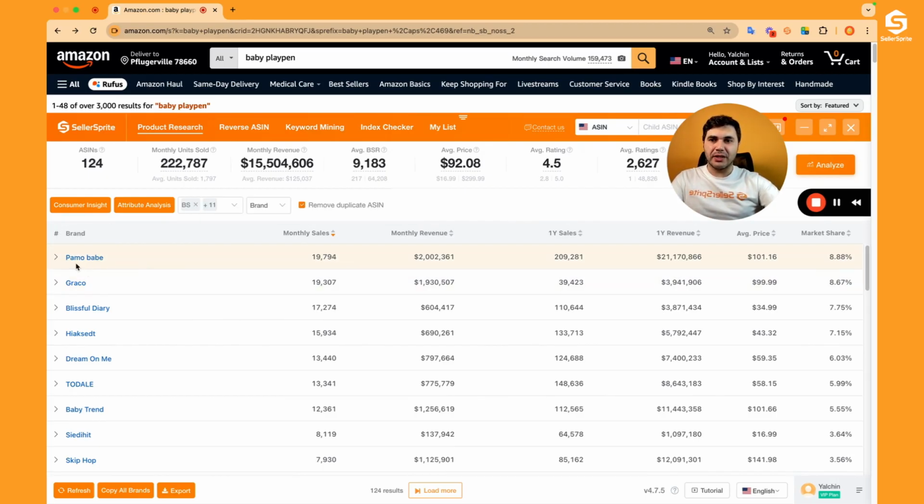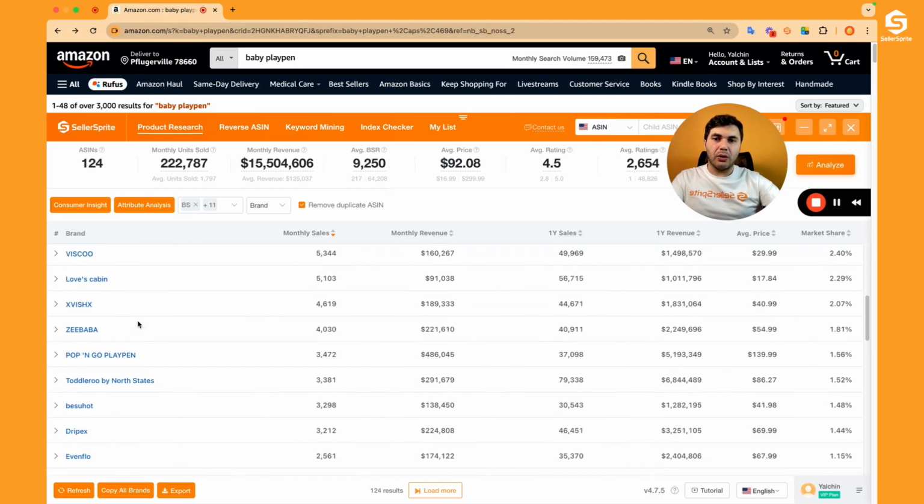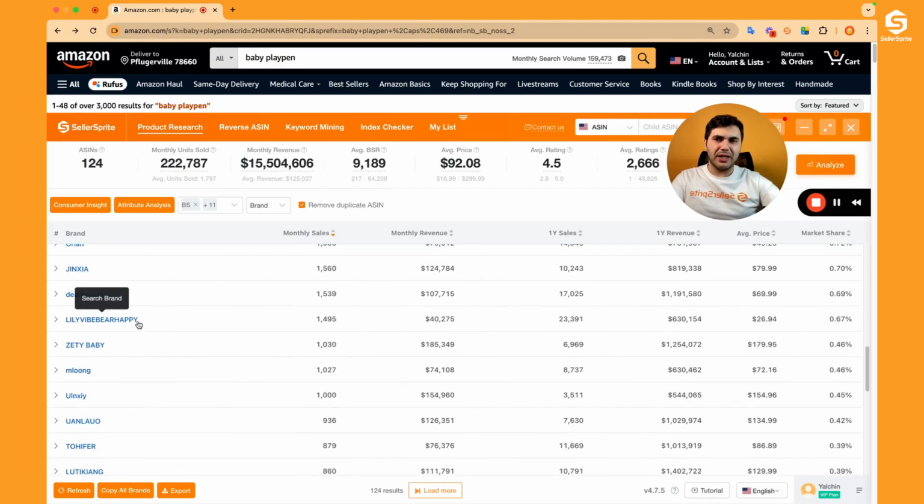The first brand is Pambu Bebe or Babe or something like that. This is the brand. You are gonna see muscle sales, it's over 19,000 units per month. And the next brand is this one and Blissful Dairy. So when we go down, we are gonna see all of those brands on the first and the second page.